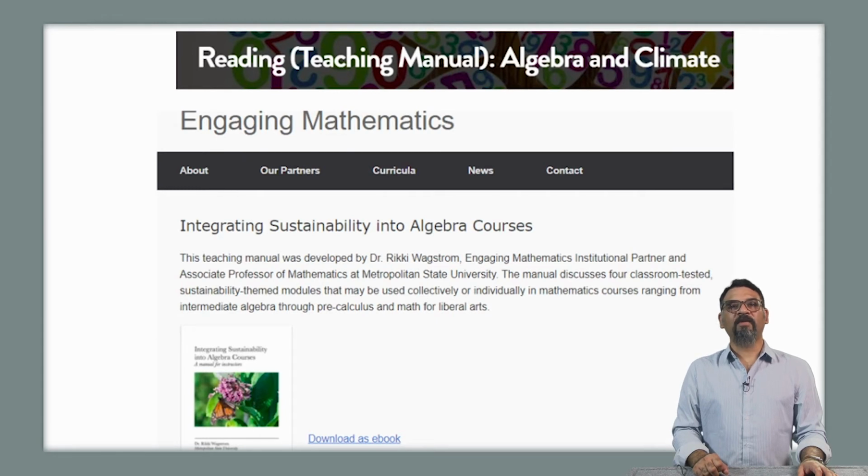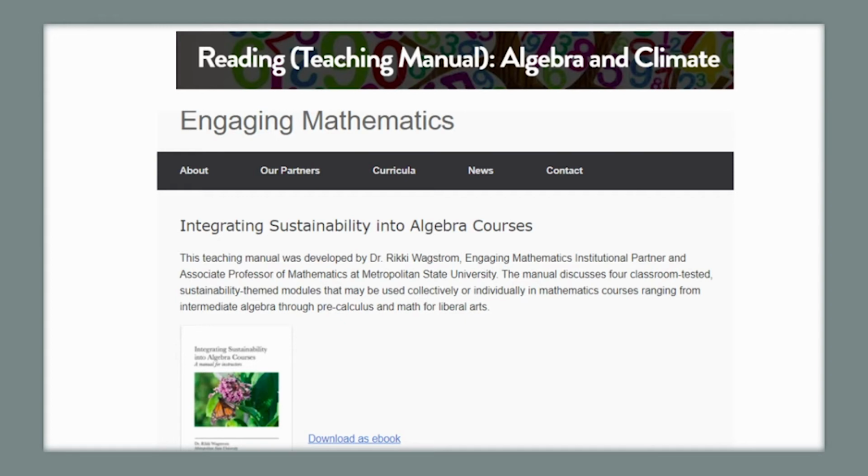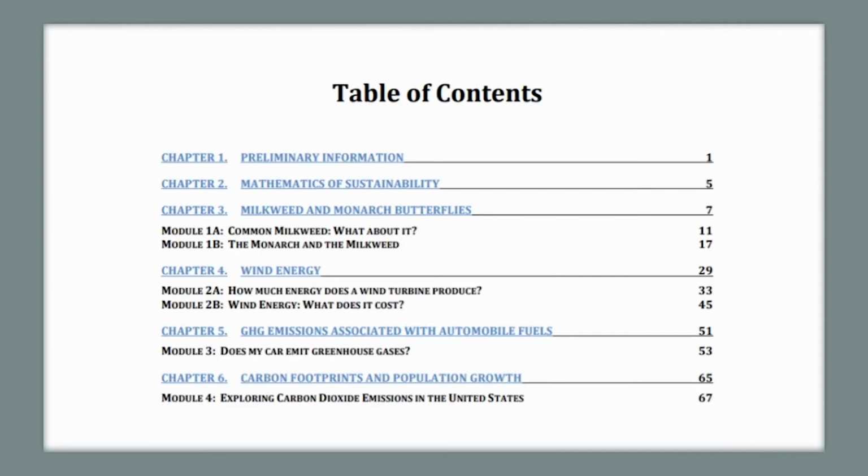Let us take a look at some of these resources in some amount of detail. Let's start with this reading, which is an entire teaching manual for algebra and climate. This is produced from Engaging Mathematics, and it is called Integrating Sustainability into Your Algebra Courses. This manual has been developed by Ricky Wagstrom and is located at Engaging Mathematics, where 4 classroom-tested sustainability theme modules can be used in your classroom to teach algebra, pre-calculus and some other math topics.